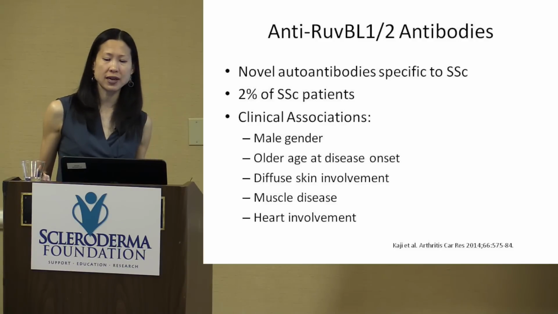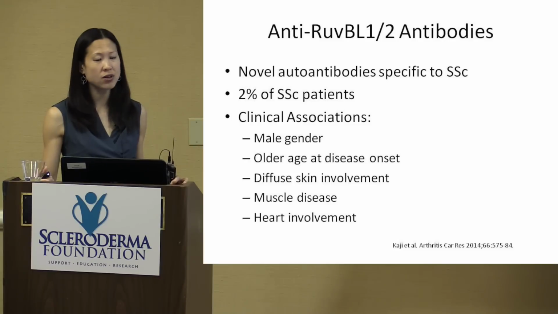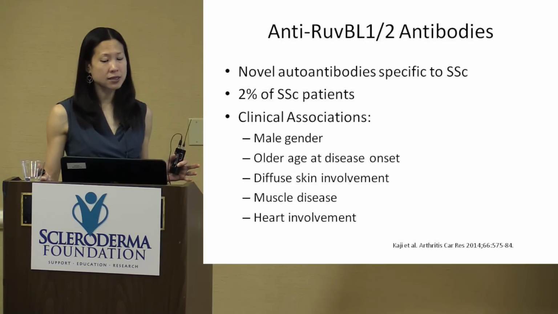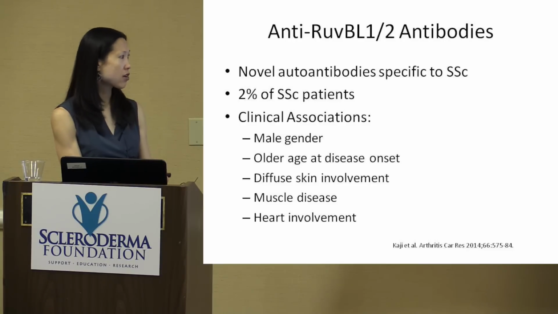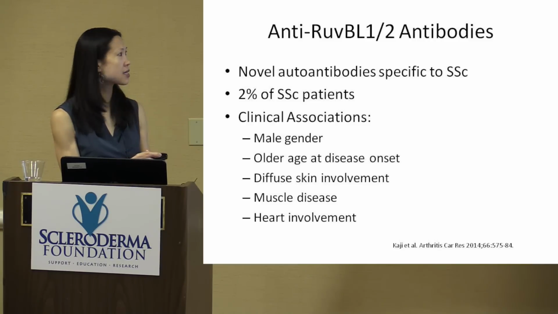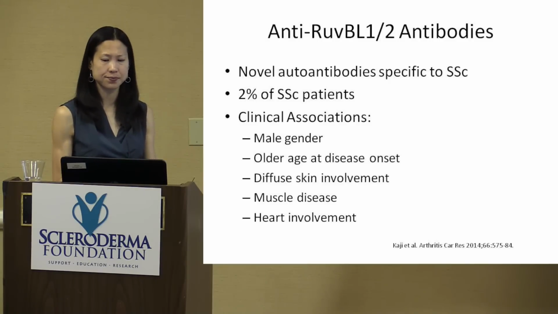The anti-RuvBL1/2 antibodies are more for research purposes right now. They're present in only a few percent of patients with scleroderma, but seem to be very much associated with muscle disease and heart disease, as well as diffuse skin involvement. And unlike the other autoantibodies associated with muscle disease, these patients seem to have older age at disease onset than with PMSCL, Ku, and RNP antibodies.